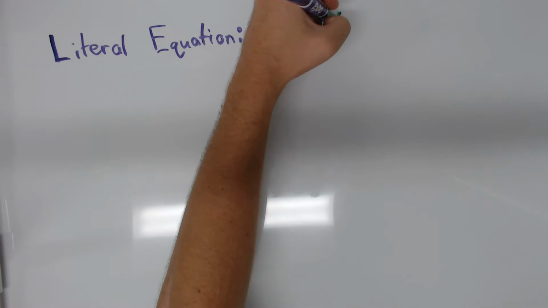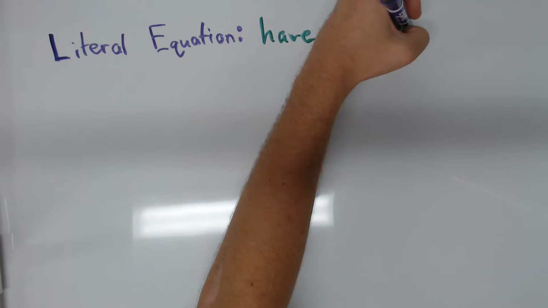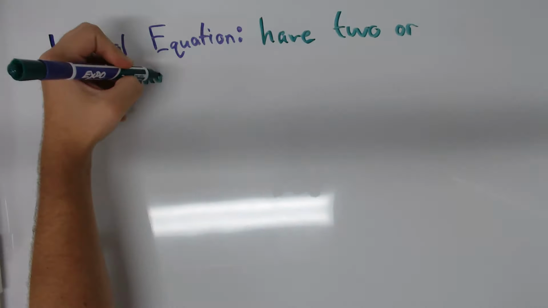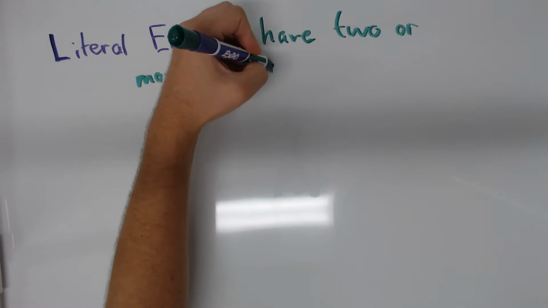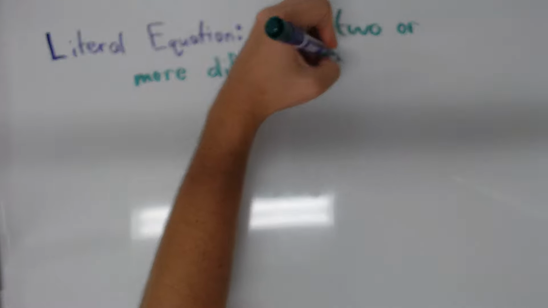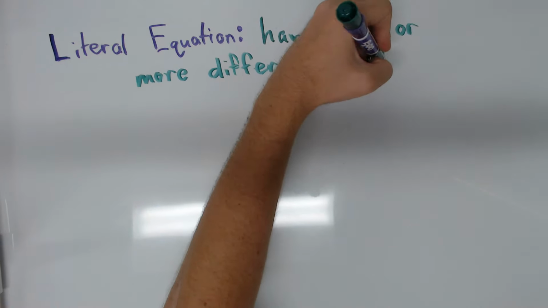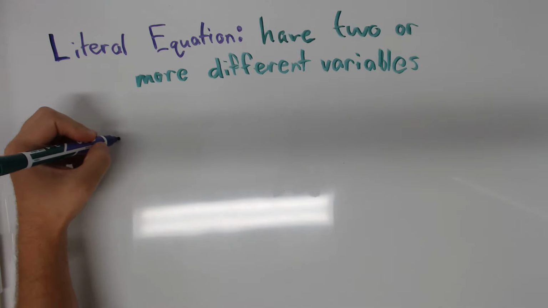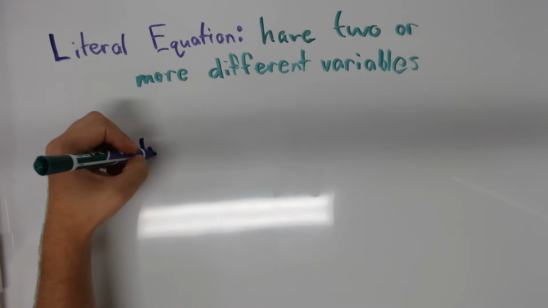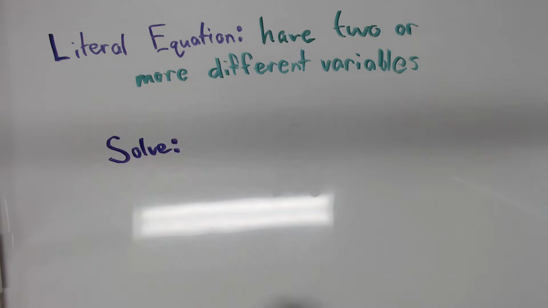two or more different variables, unique variables. So an x and a y, an x, y, and z, two or more different variables. So in these situations, when we solve means something different.